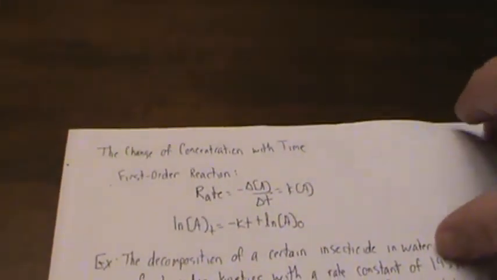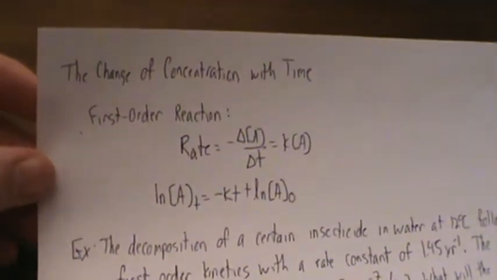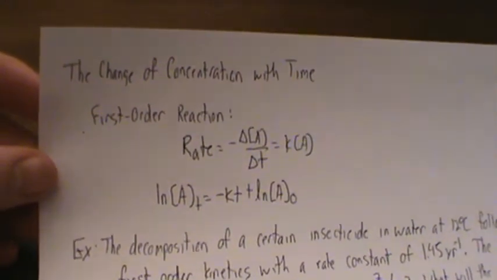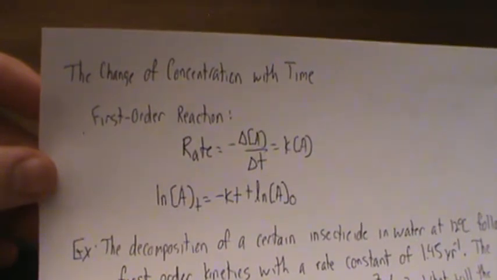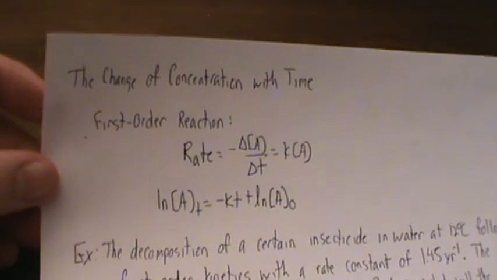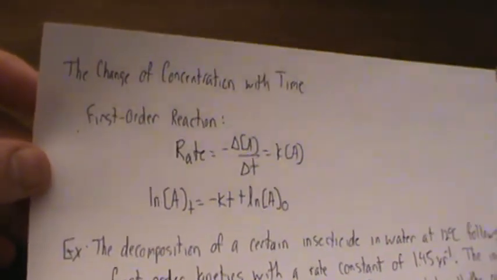Now, let's say we're trying to find the concentration or the change in concentration over time. So in this case, we're going to be told whether a reaction is a first order reaction, a second order reaction, a zero order reaction, or it could be a half-life situation.